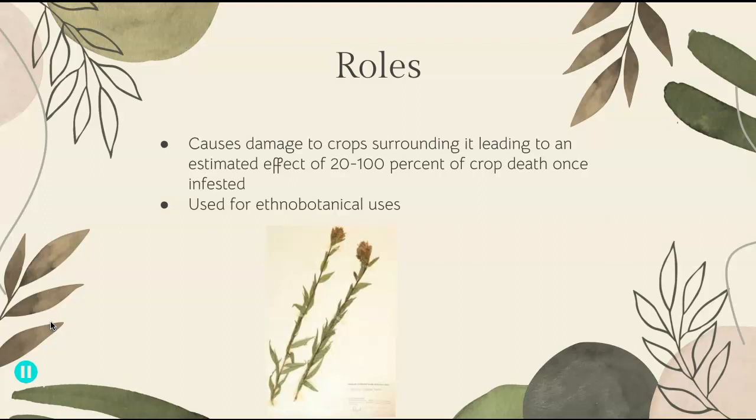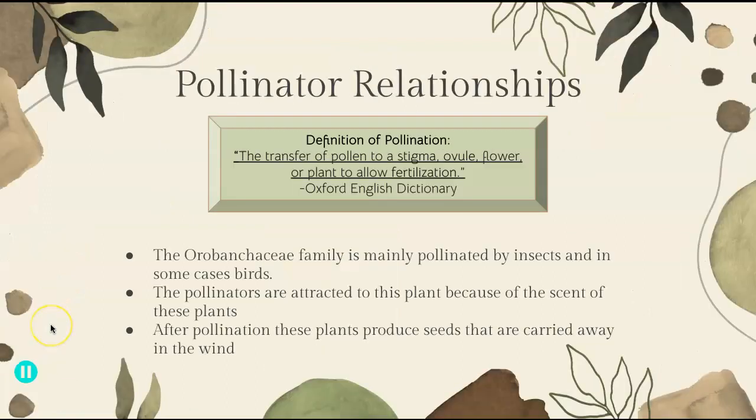One of the good roles of this plant is that it has traditional and ethnobotanical uses. This means it could help you out or even save your life. Pollinator relationships. So, for those of you who don't know, the definition of pollination is the transfer of pollen to a stigma, ovule, flower, or plant to allow fertilization.